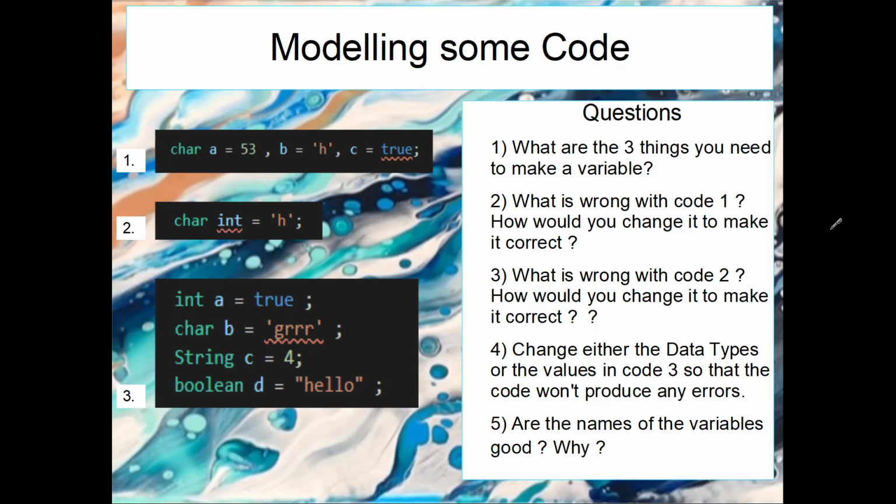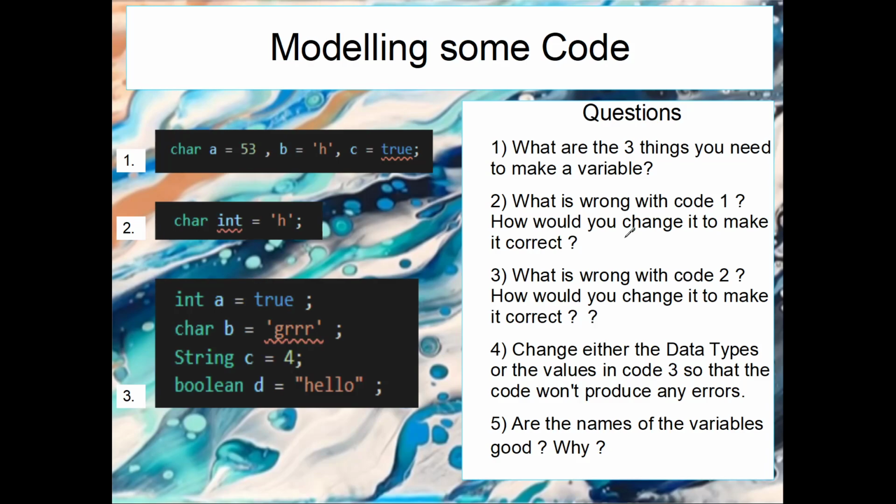Let's go through them. Number 1, what are the three things you need to make a variable? Well, let's look at here. You need the data type of that variable, the name of that variable, and then for now we're just going to say you need the value as well, and that's what you're going to put in that variable.